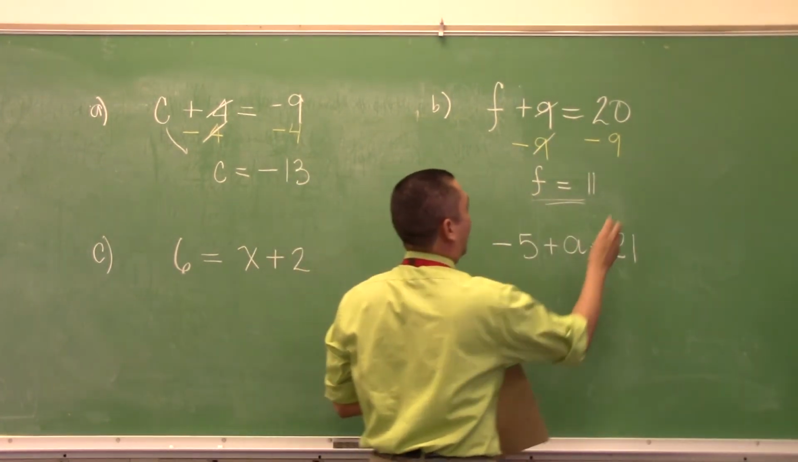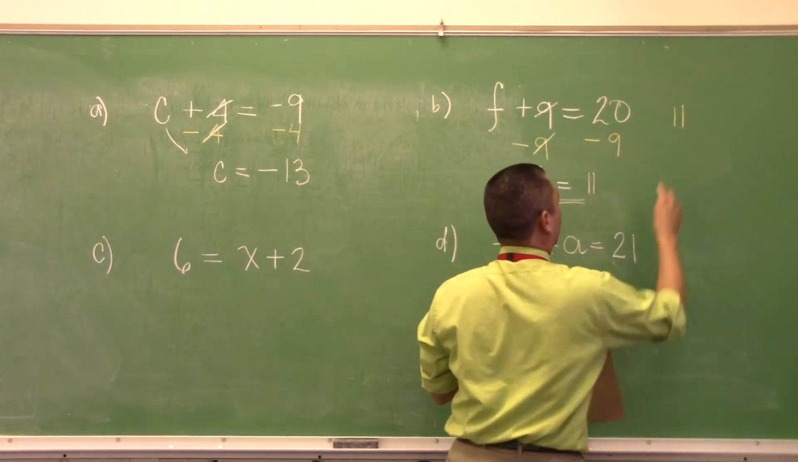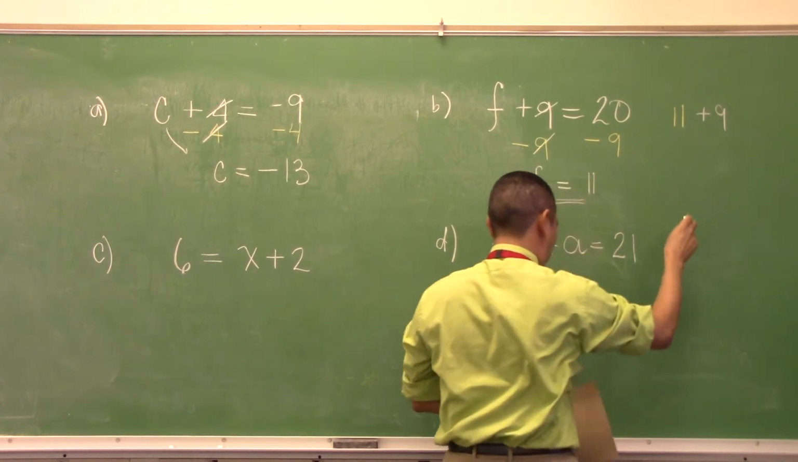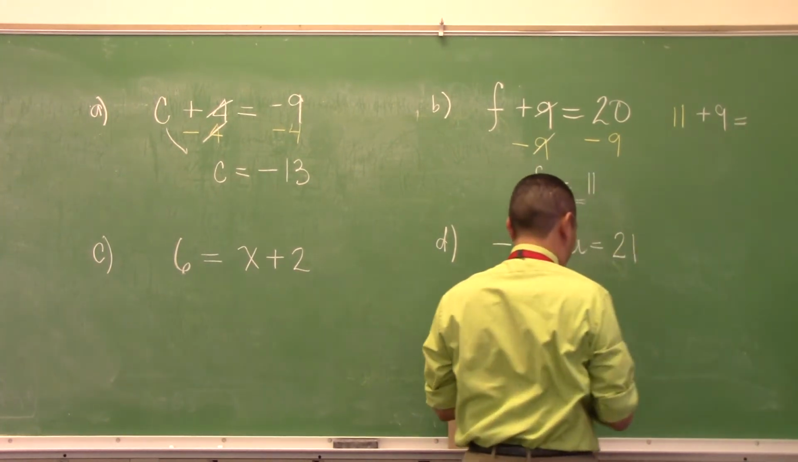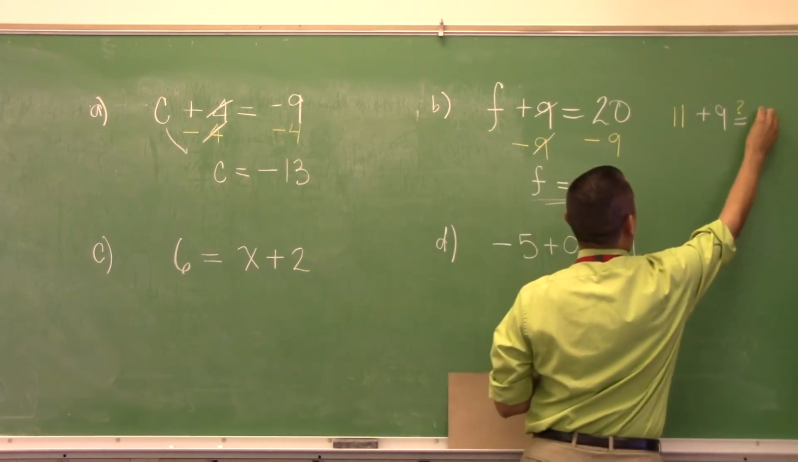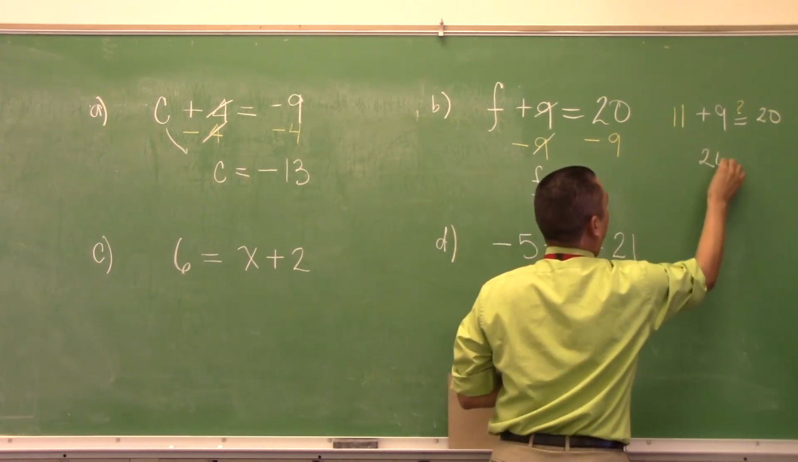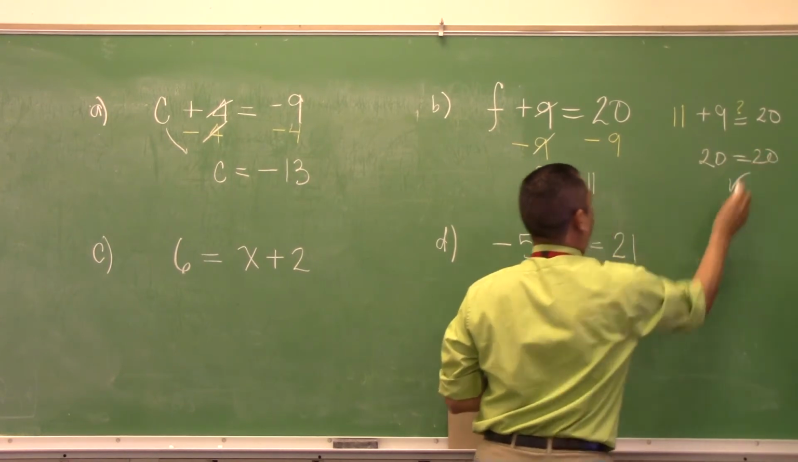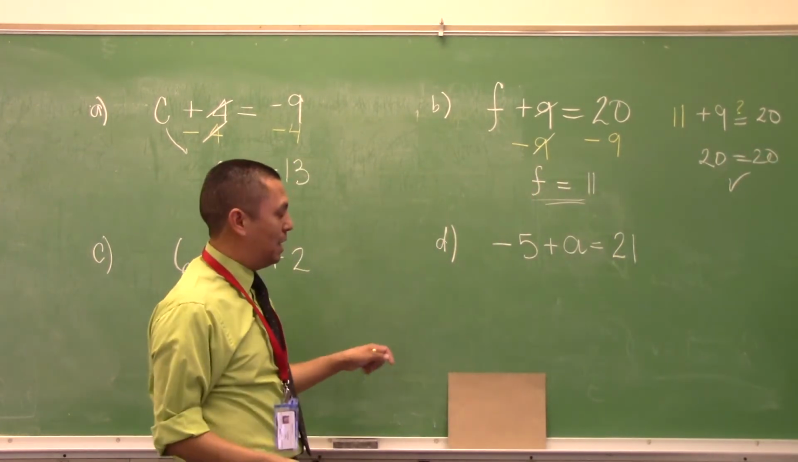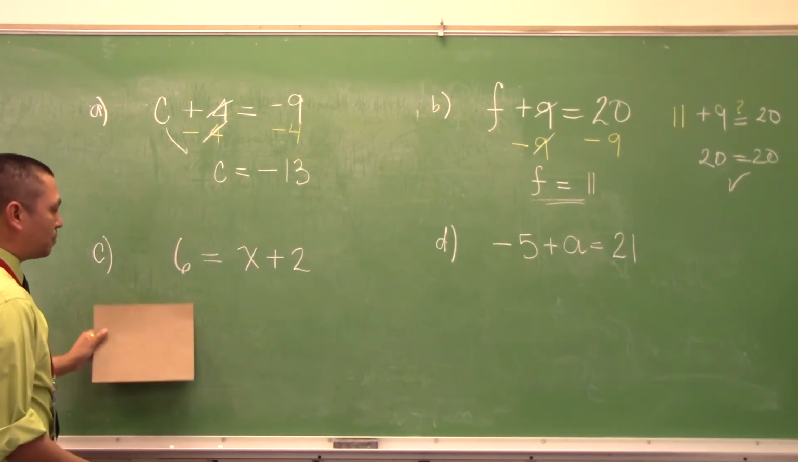Remember, now I have 11 plus 9 equals, and I put a question mark because I haven't done that operation, 20. And so 11 plus 9 is equal to 20, and 20 equals 20. So yes, it checked. So that's the right solution. Okay, so let's move to C.